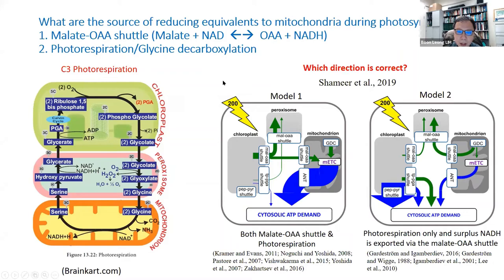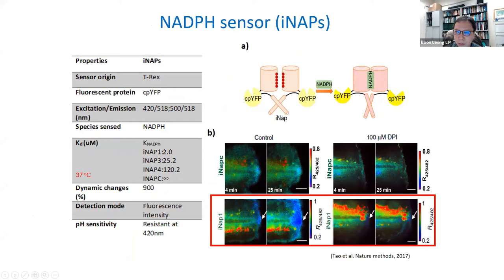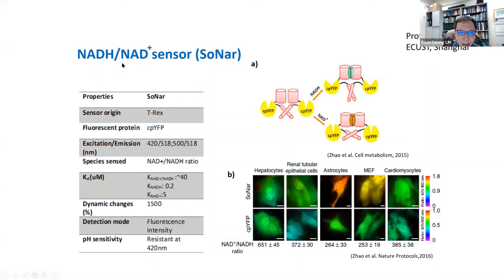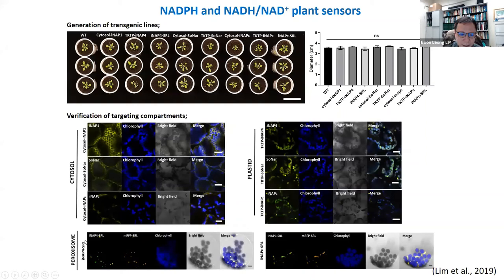So we adopted an NADPH sensor developed by Professor Yang Yi of ECUST. This is also a ratiometric sensor that depends on the binding of NADPH. He tested this in animals, and we introduced it into Arabidopsis. He also developed a sensor that can measure the NADH to NAD ratio, and we also introduced this into Arabidopsis. We introduced these sensors into the cytosol, plastid, and peroxisome, and the transgenic plants just grew normally.